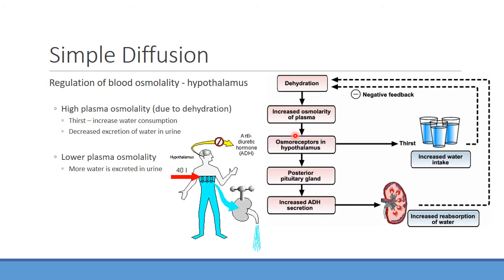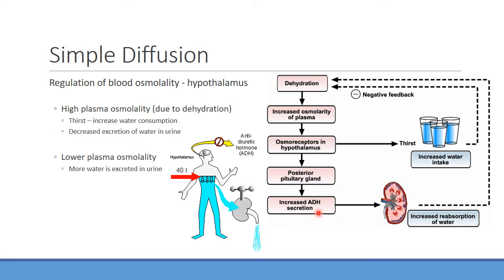You can notice here that there's a downstream response that happens, where you have dehydration and increased osmolarity. This is where the hypothalamus is detecting that, those osmoreceptors. And once they get activated, that signal travels down to the posterior pituitary gland and increases ADH secretion, right?